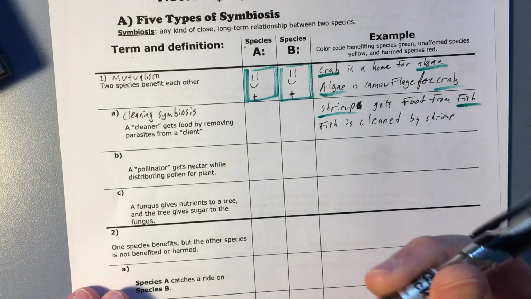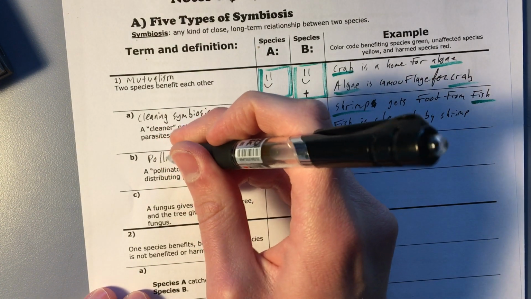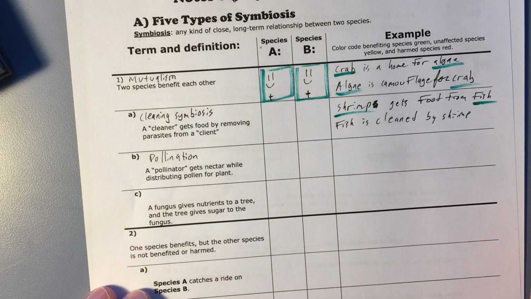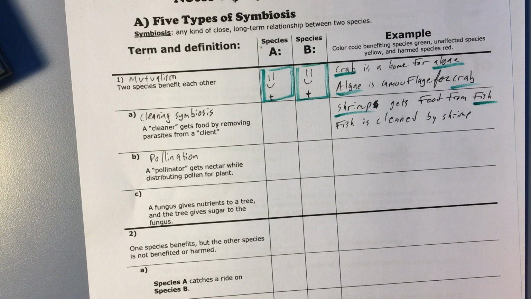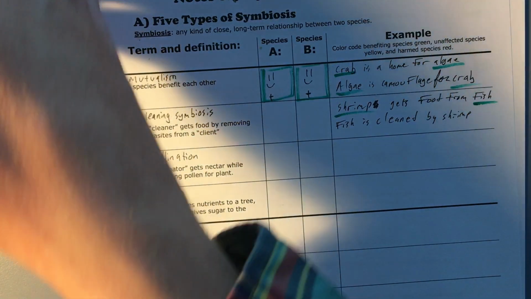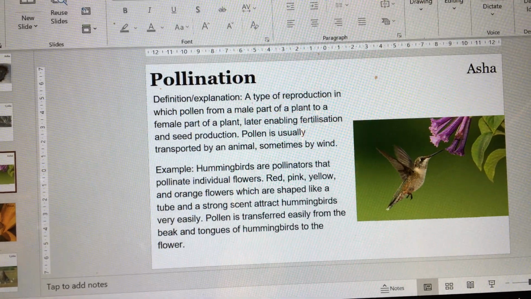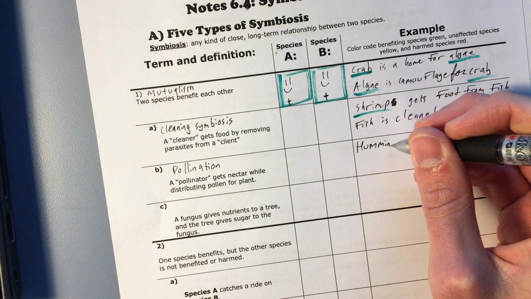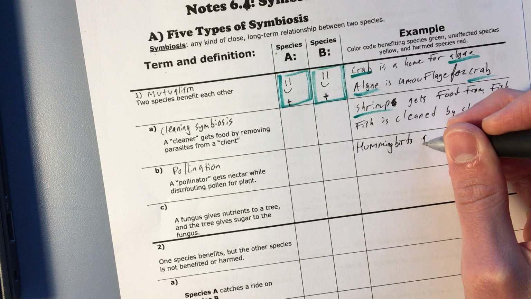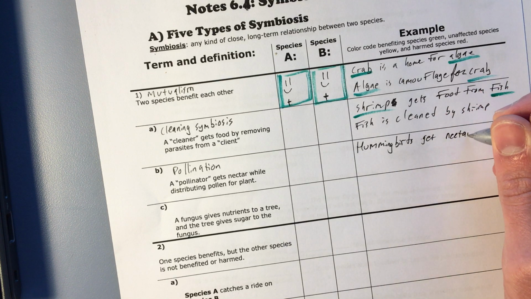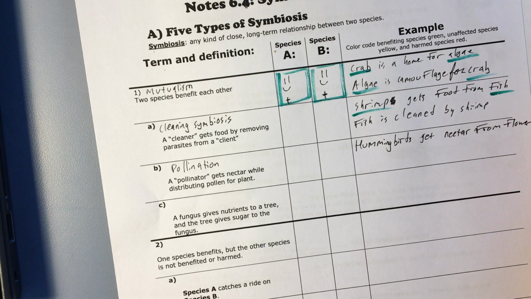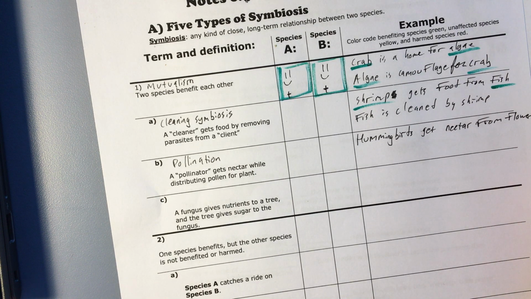Okay, pollination, you should know about this one. Pollination is when a pollinator gets nectar while distributing pollen for the plant, okay? So you might be familiar with bees, might be the first one you think of, okay? Asha found a nice one of hummingbirds, so I'm just gonna go with the hummingbird one here. So hummingbirds, they'll get nectar, they're nectarivores, okay, from flower. Okay, in the process, they can help distribute pollen some.